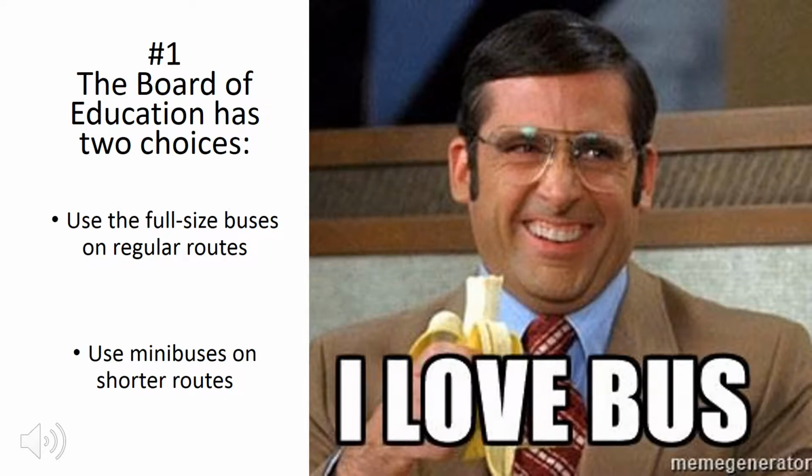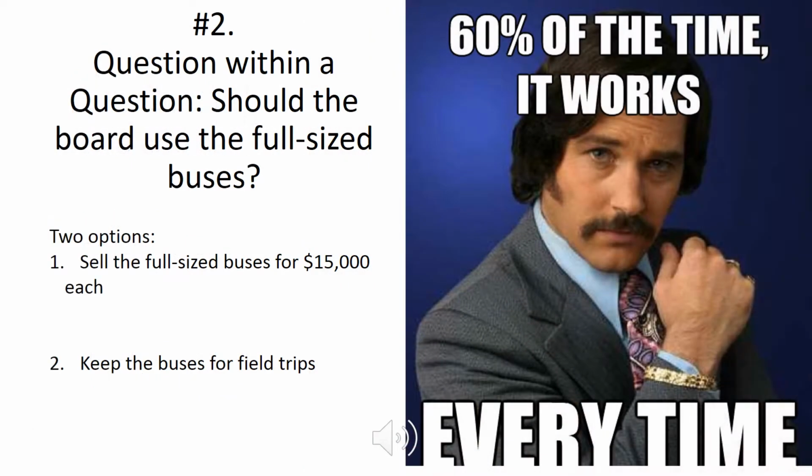The Board of Education has two choices: use the full-size buses on regular routes or use minibuses on shorter routes. If the Board of Education uses the minibuses, then there are two options for the full-size buses. Option 1, sell them now for $15,000. Option 2, keep the buses.